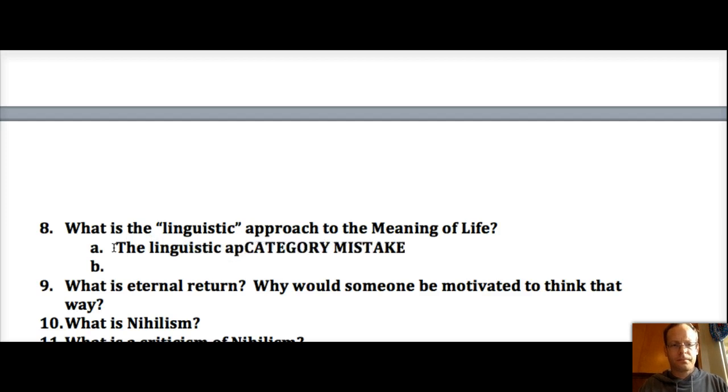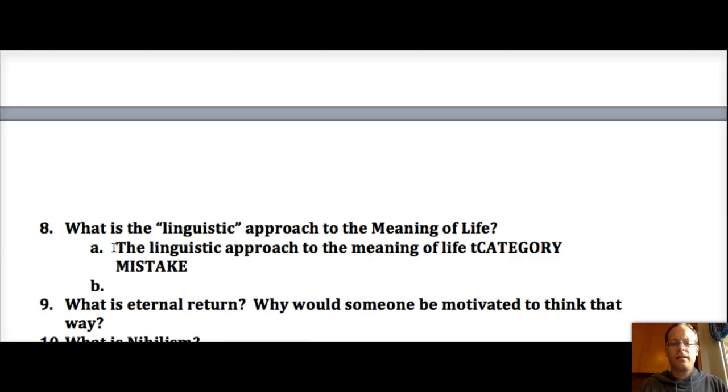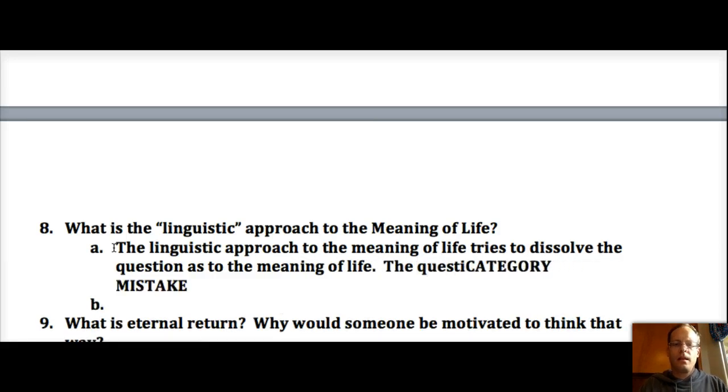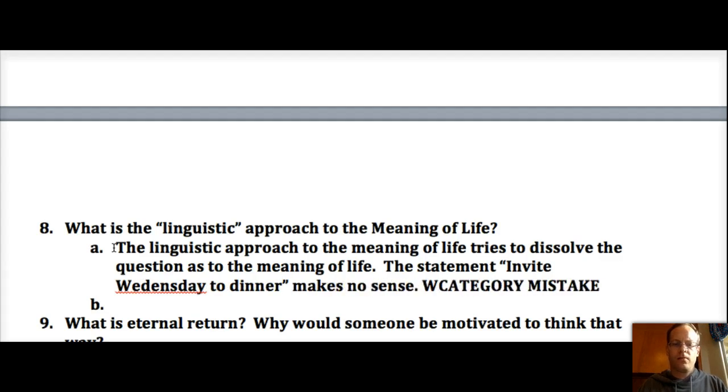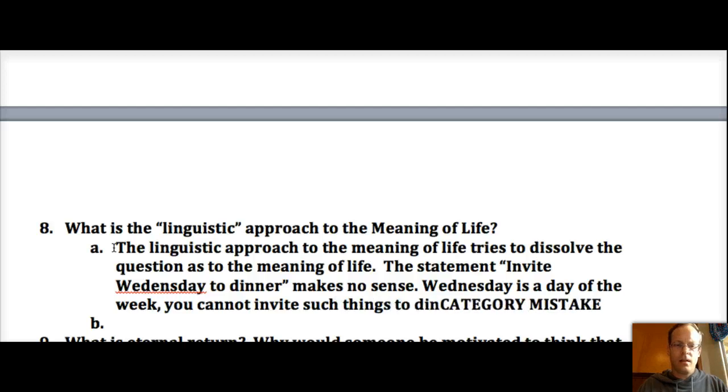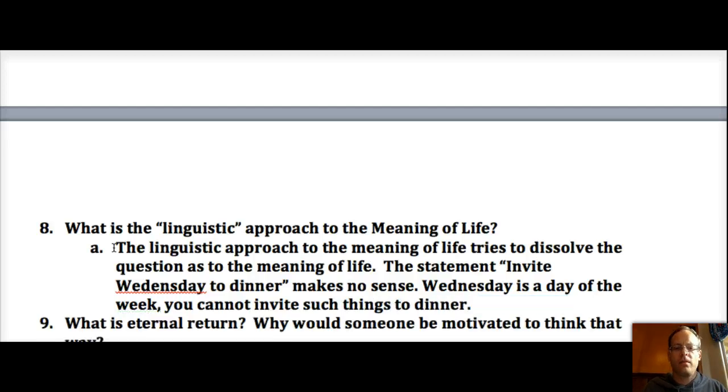The linguistic approach to the meaning of life tries to dissolve the question as to the meaning of life. The statement, invite Wednesday to dinner, makes no sense. Wednesday is a day of the week. You cannot invite such things to dinner. Right? So what you're doing here is you're explaining what a category mistake is.